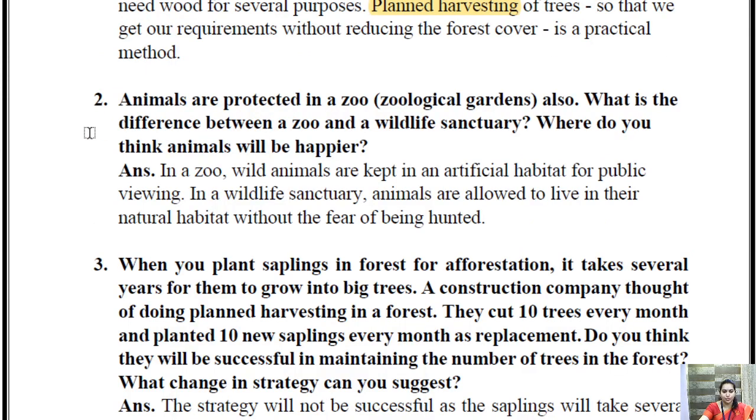Now question 2. Animals are protected in a zoo, that is zoological gardens, also. What is the difference between a zoo and a wildlife sanctuary? Where do you think animals will be happier? Yes. So I hope many of you have visited a zoo. Many of you have seen the animals there. So let's see what is the answer. In a zoo, wild animals are kept in an artificial habitat for public viewing.